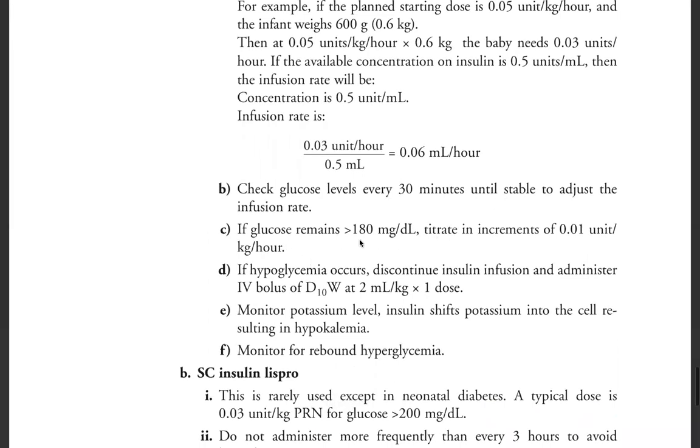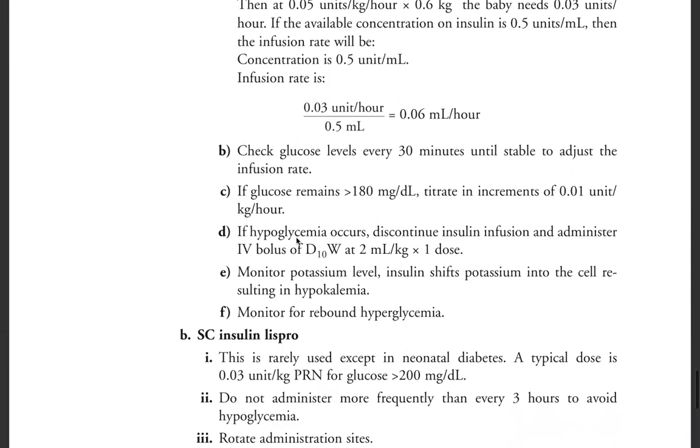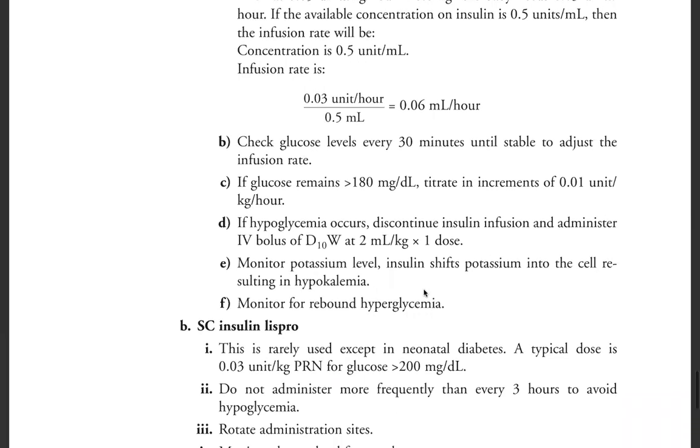And then if there is still more than 180, you have to increment the insulin dose by 0.01 unit. And if at any time hypoglycemia occurs, stop the insulin immediately and administer 10% dextrose, 2 ml per kg. And when you are giving insulin infusion, monitor potassium levels because insulin shifts the potassium inside cells.